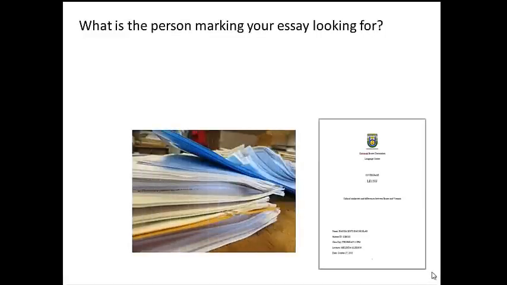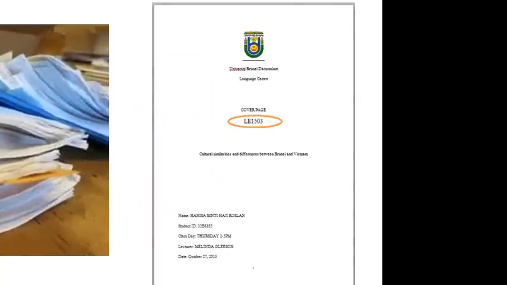Imagine that you are a lecturer who teaches 2 or 3 different subjects and you have 180 students. The first thing you will want to do is to make sure that you know which essays belong to which course. So you'll look for the course code. If you are teaching the same subject to 2 or 3 different groups, you'll want to know if a particular paper is from Tuesday, Wednesday, or the Thursday class.